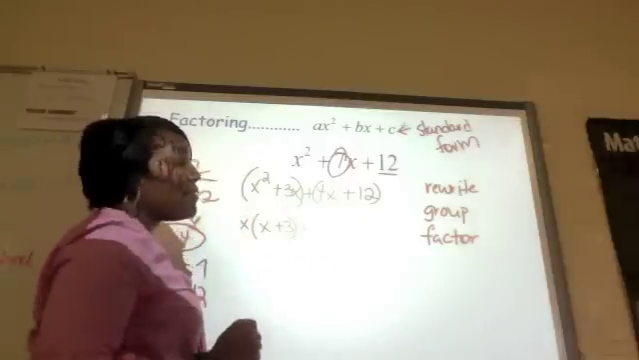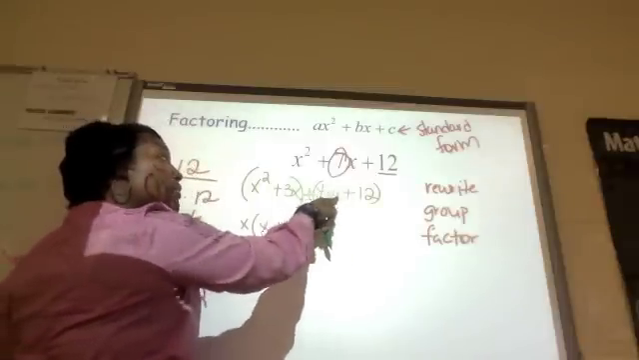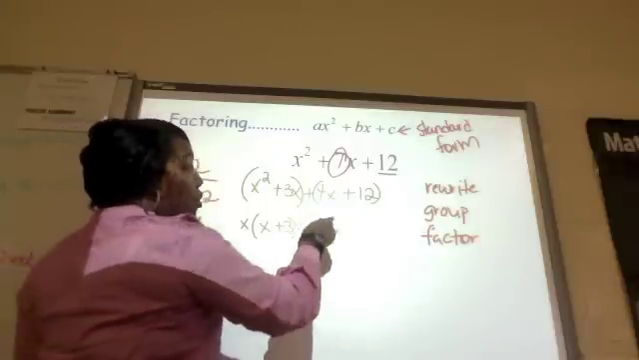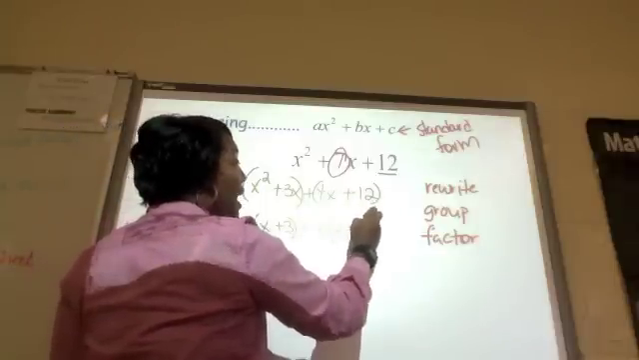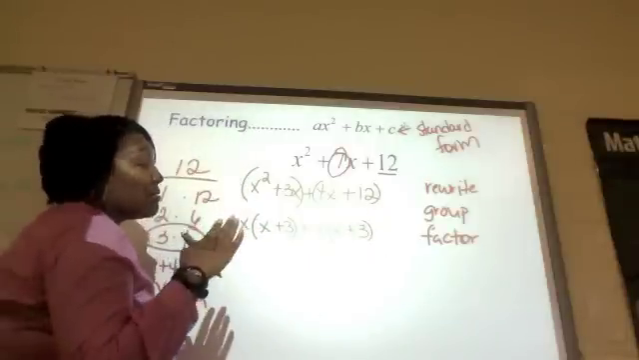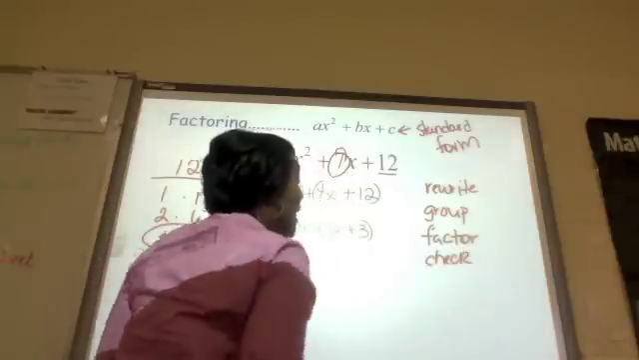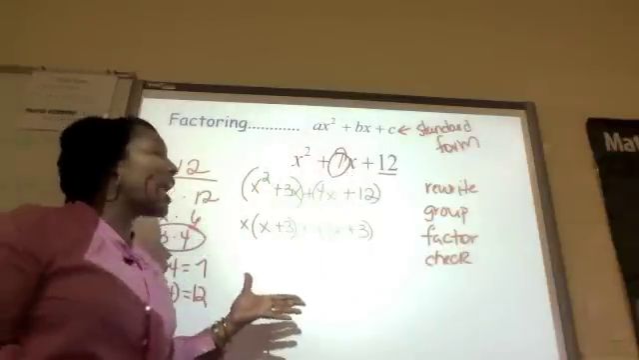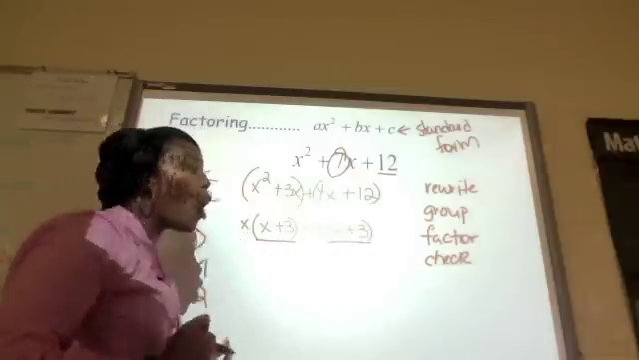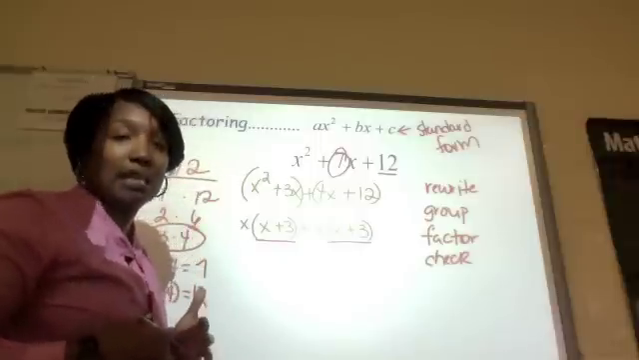My greatest common factor here is 4. What can I do to 4 to get 4x? Multiply by x. What can I do to 4 to get 12? Multiply by 3. Okay? My next step would be to check it. Now, the way that I check it for this particular class, these two will always be the same. If they're not the same, then you have made a mistake.